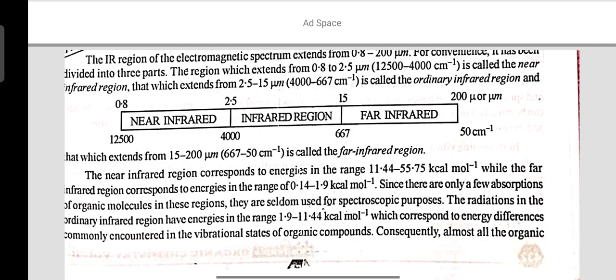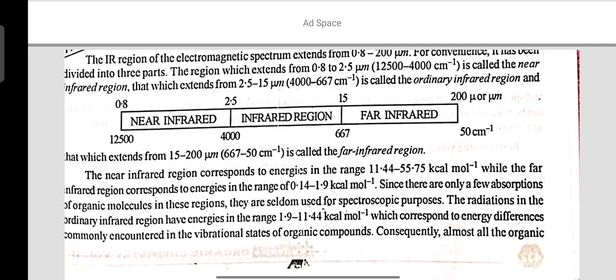The near infrared region corresponds to energies in the range 11.44 to 55.75 kilocalorie per mole, while the far infrared region corresponds to energies in the range of 0.14 to 1.9 kilocalorie per mole. Since there are only a few absorptions of organic compounds in these regions, they are seldom used for spectroscopic purposes.